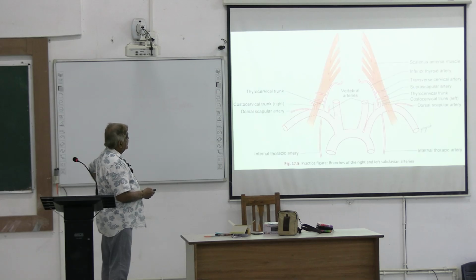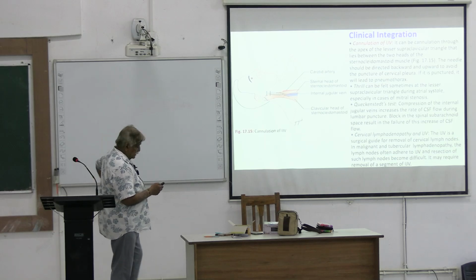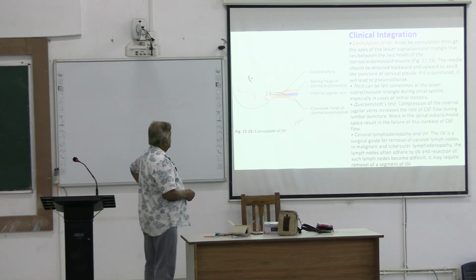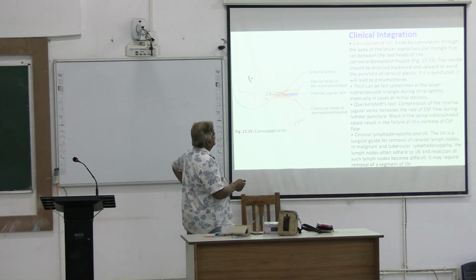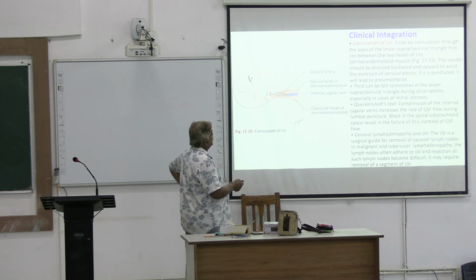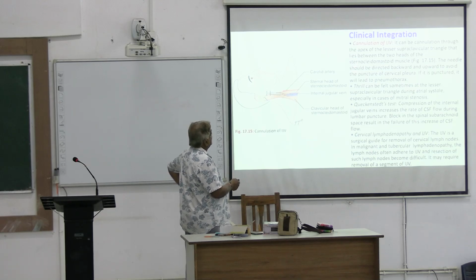These are our repetition of cannulation. Cannulation of internal jugular vein. The cannulation of internal jugular vein can be done through the apex of the lesser supraclavicular triangle that lies between the two heads of the sternocleidomastoid. The needle should be directed backwards and upwards to avoid the puncture of cervical pleura.